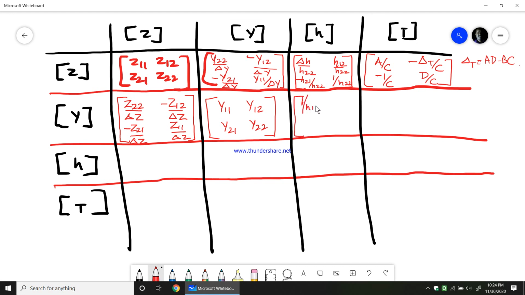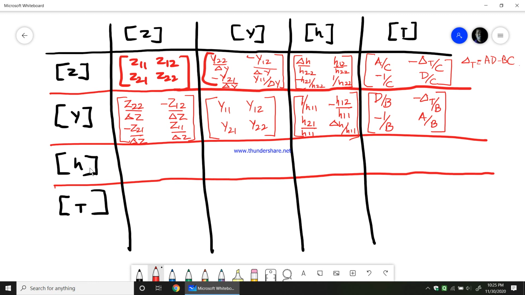Similarly, if you try to derive Y in terms of H parameters, we get 1 over H11 is Y11, and then minus H12 by H11 is Y12, and then H21 by H11 is Y21, and delta H by H11 is Y22. Now if you derive Y in terms of T parameters, you get D by B is Y11, minus delta T by B is Y12, then minus 1 by B is Y21, and finally A by B is Y22.